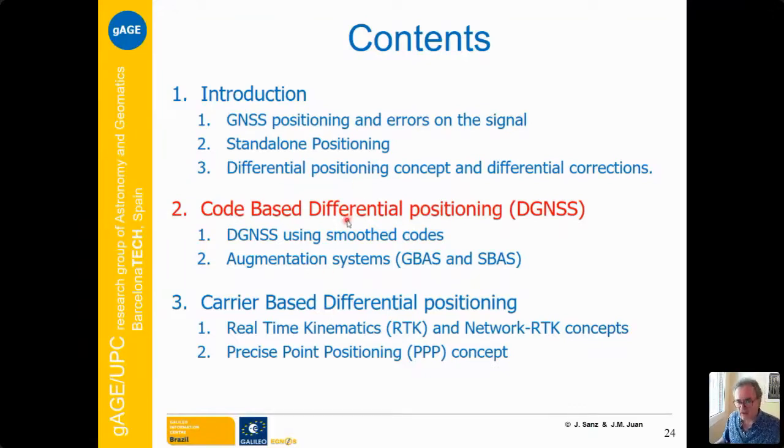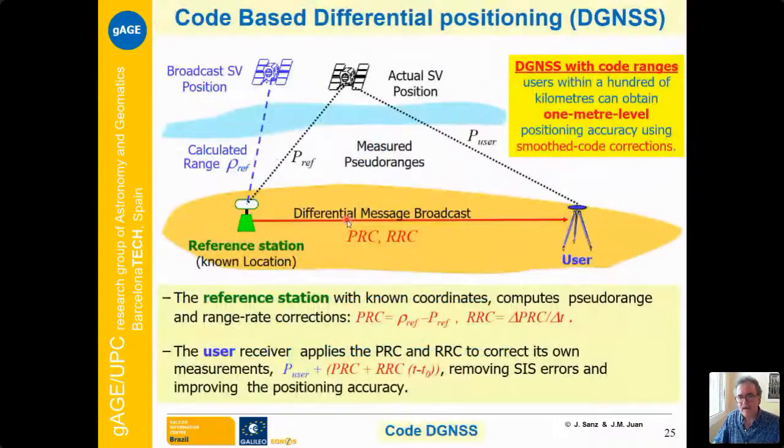Okay, let's go to the code measurements. Well, this is the idea of differential positioning. Using code measurements, we can achieve about 1 meter level or better positioning accuracy for baselines up to 100 kilometers. Up to 100 kilometers, we can achieve about 1 meter level of accuracy, using a smoothed code.